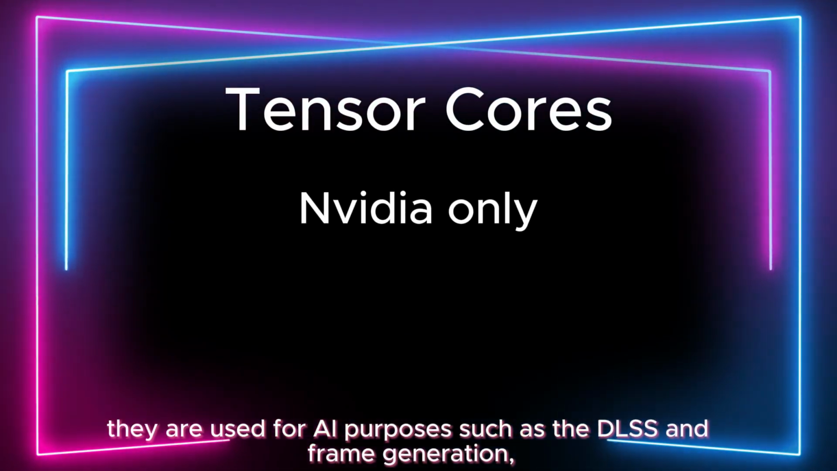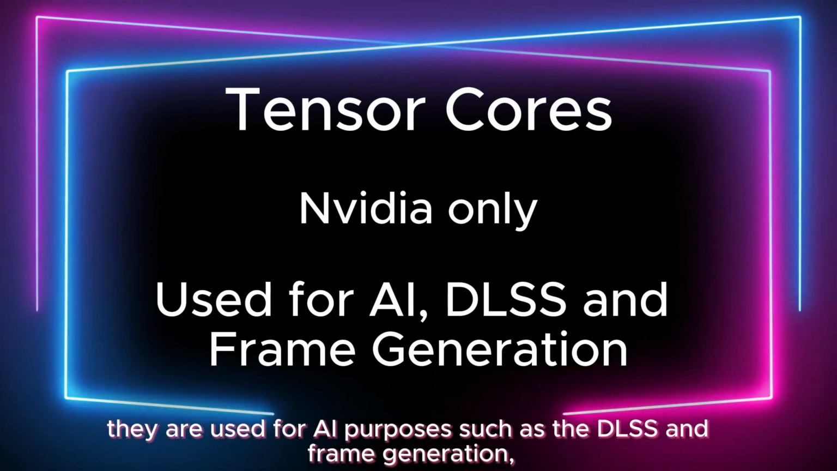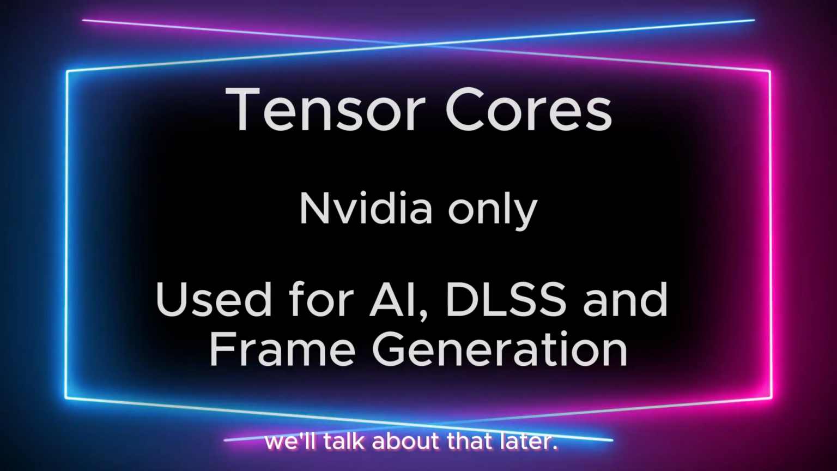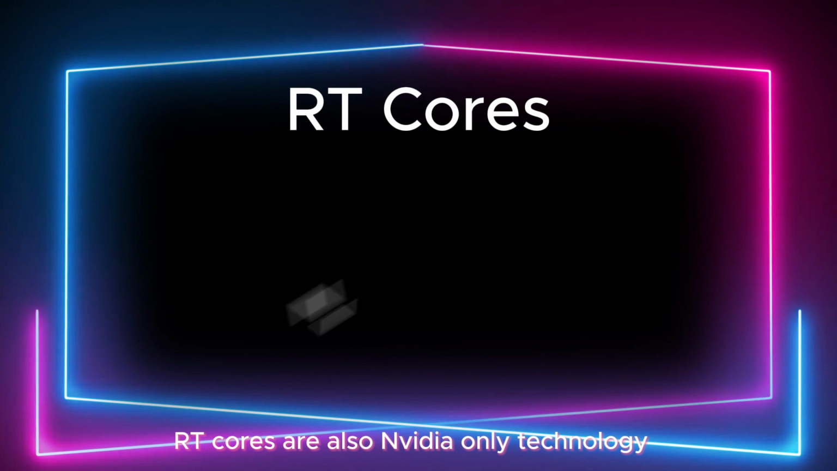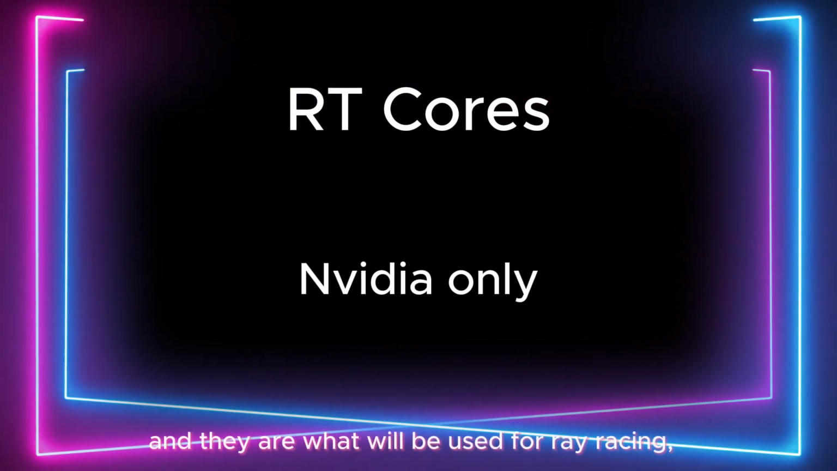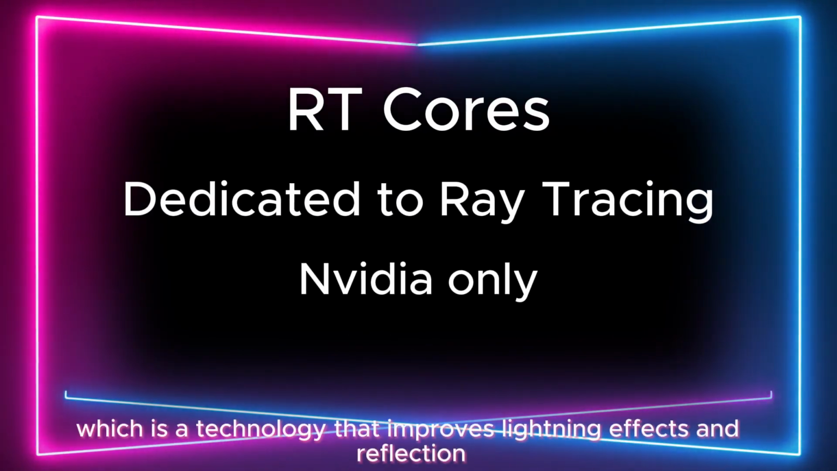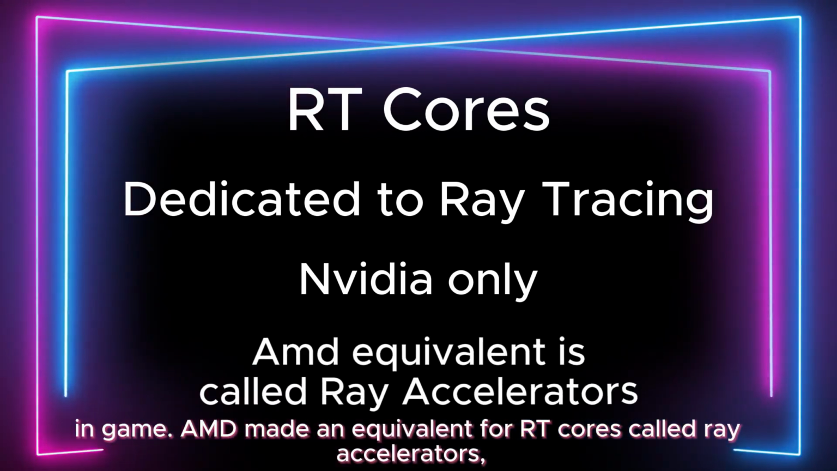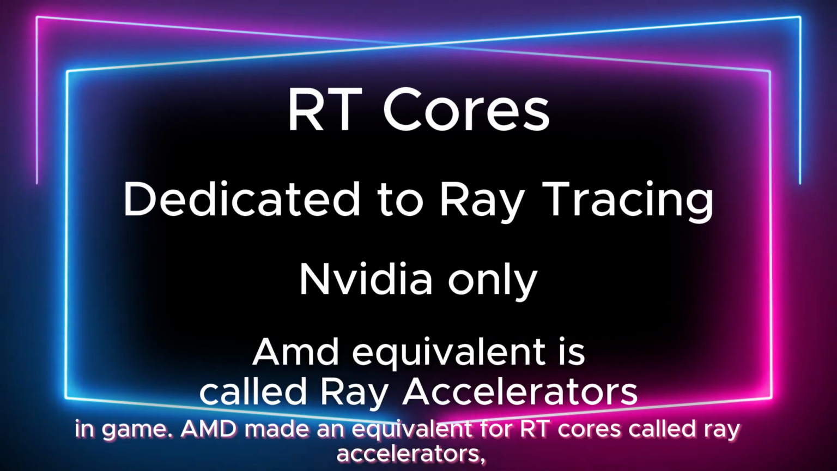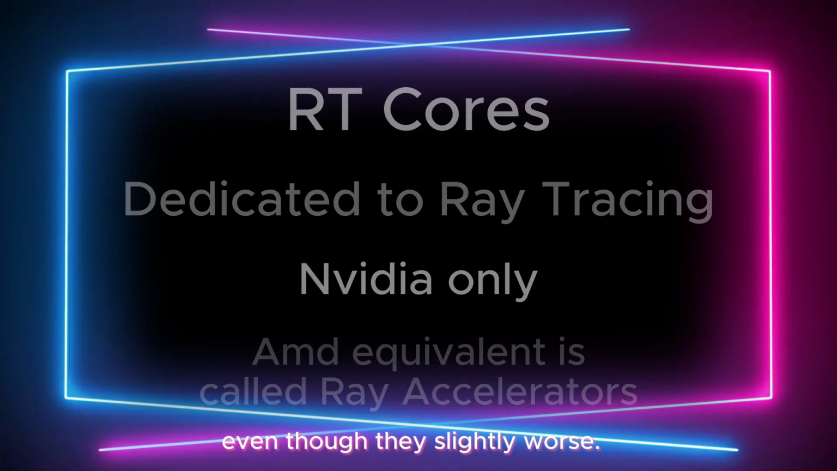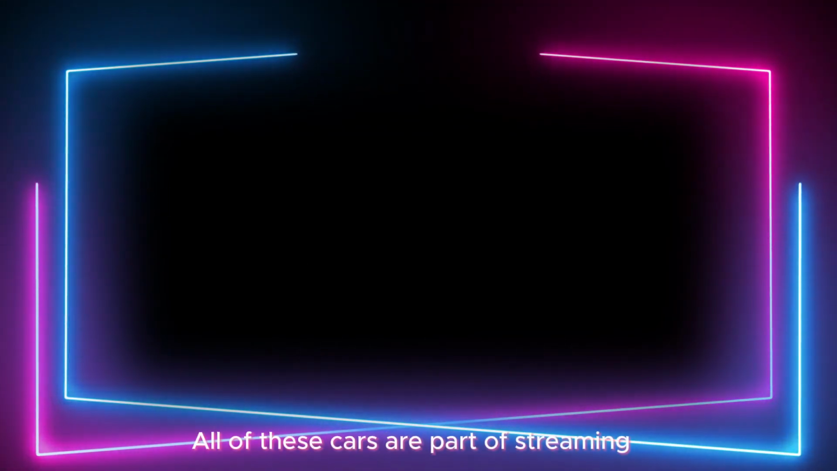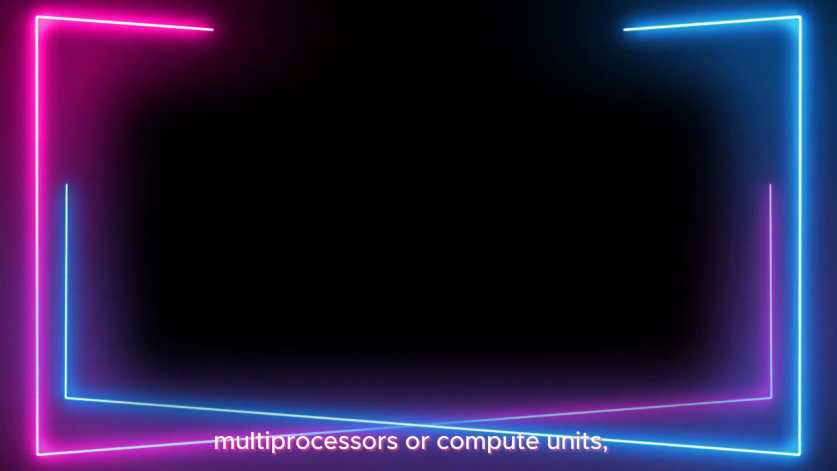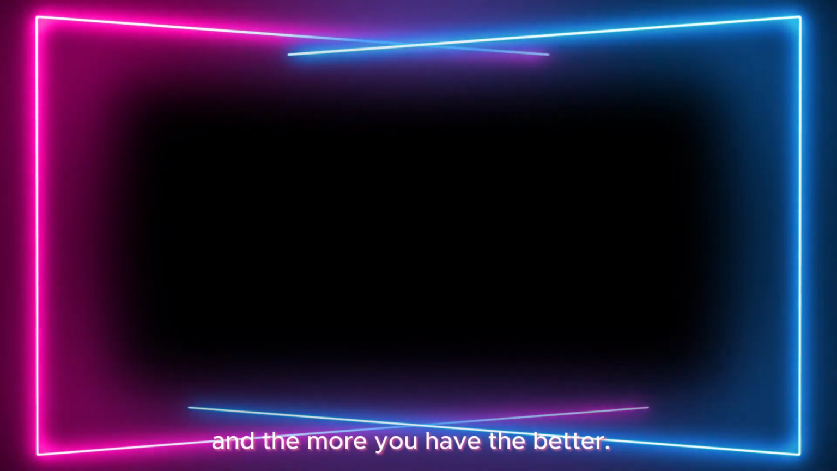They are used for AI purposes such as DLSS and frame generation. We'll talk about that later. RT cores are also NVIDIA-only technology, and they are what will be used for ray tracing, which is a technology that improves lighting effects and reflection in-game. AMD made an equivalent for RT cores called ray accelerators, even though they're slightly worse. All of these cores are part of streaming multiprocessors or compute units, and the more you have, the better.